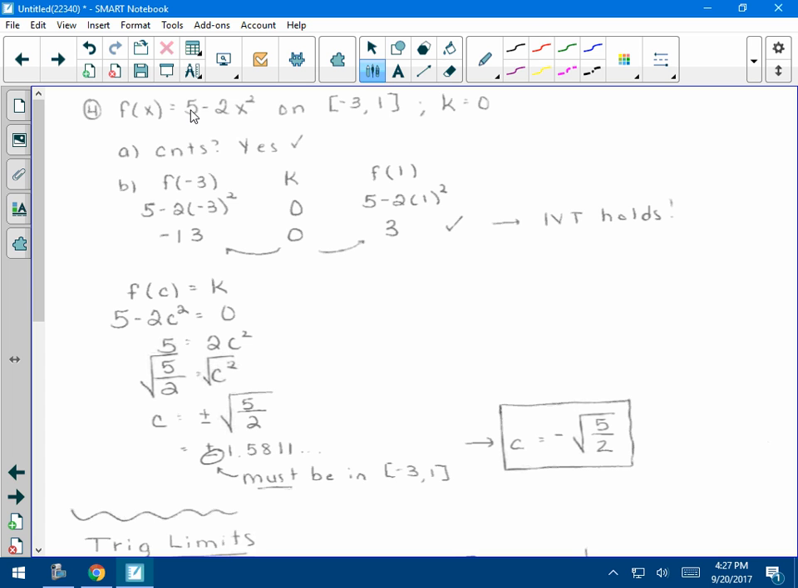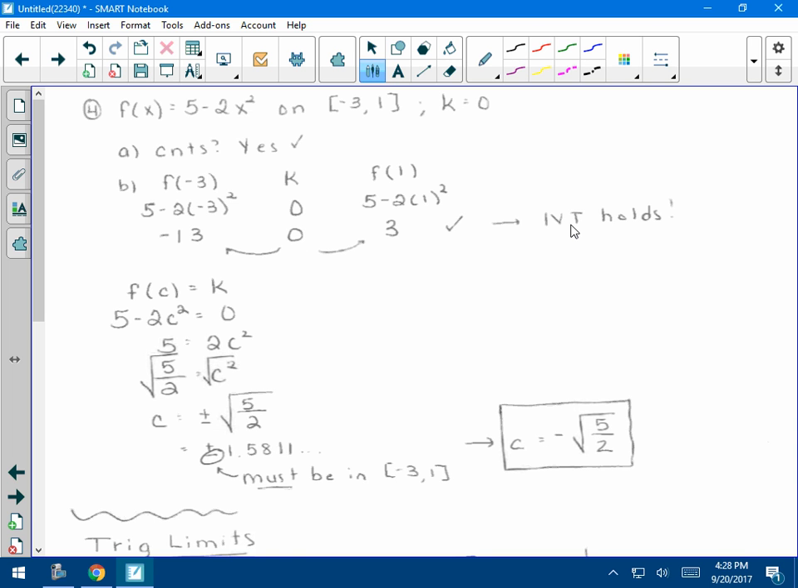How about f of x equals 5 minus 2x squared on negative 3 to 1 with a k value of 0? It's just a parabola, so it's continuous. Check the endpoints. Plug in negative 3, you get negative 13. Plug in 1, you get 3.